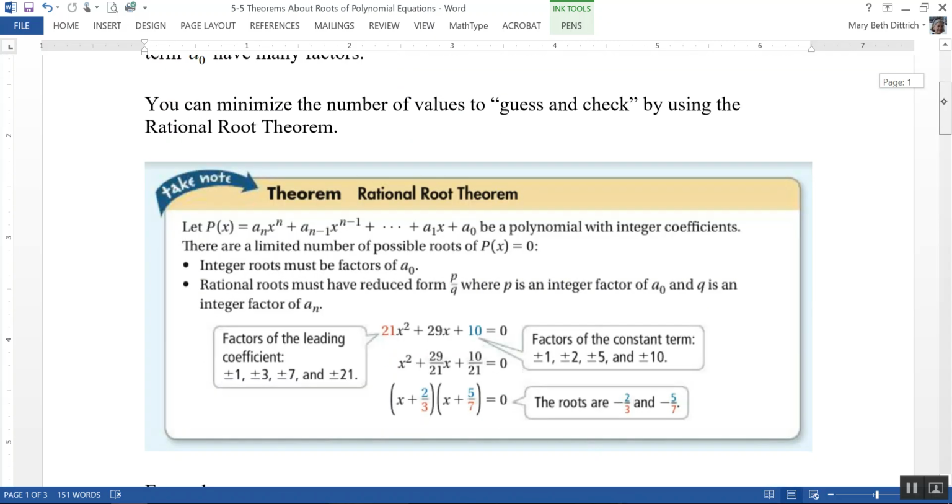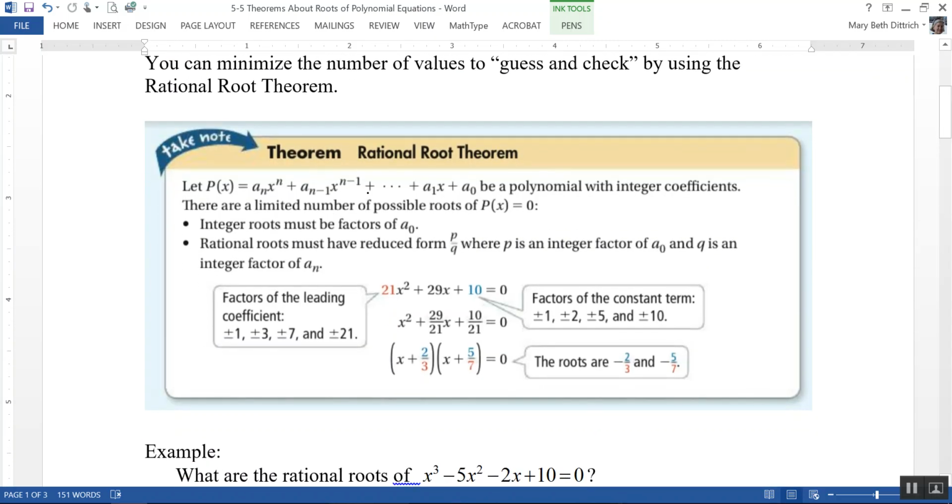theorem. So this says that if you have this polynomial with integer coefficients, there's a limited number of possible roots of p of x equals 0. The integer roots must be factors of your constant term, a sub 0, and the rational roots, in other words, any possible fractional roots, must have a reduced form of p divided by q, where p is an integer factor of a sub 0 and q is an integer factor of a sub n. In other words, your possible rational roots are going to be the factors of your last term over the factors of your first term. And they show that here.